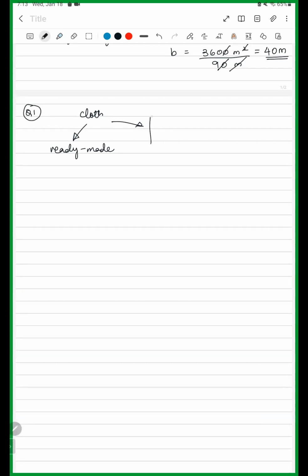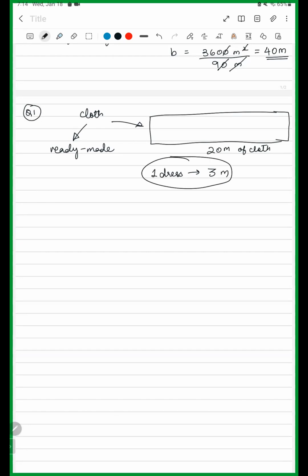Okay, so let's say this is 20 meters of cloth. But to make one dress, you need 3 meters of cloth. And you go to the shop and ask, what is the rate of this cloth? How much does this cloth cost? He won't tell you the cost of the entire thing, because obviously no one's going to buy the entire thing.